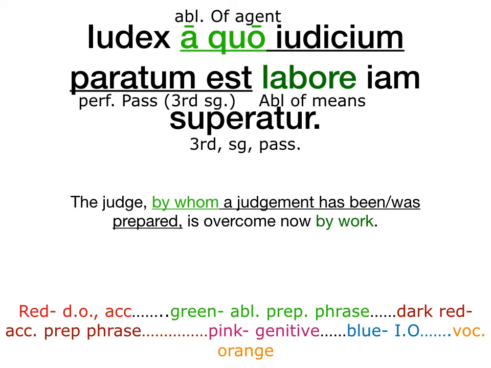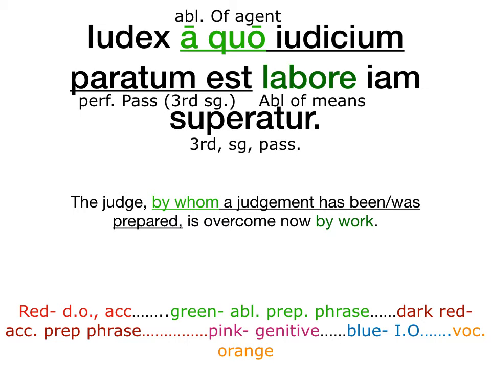Labore is an ablative of means since it's not a person. He's verbed by this ablative of means. Whereas in the relative clause, he is verbed, or I'm sorry, judgment is verbed by whom? By the judge. So the a quo is an ablative of agent. So yeah, these are the two ablatives that love to hang out when we have passive verbs around.